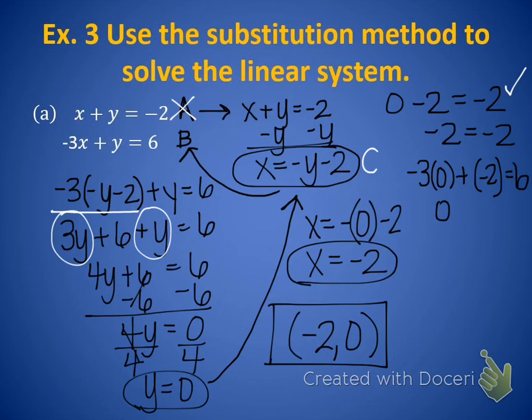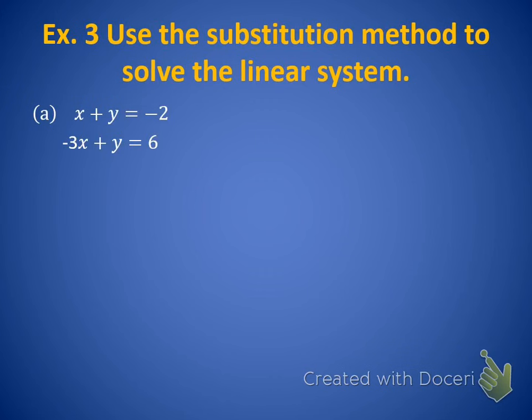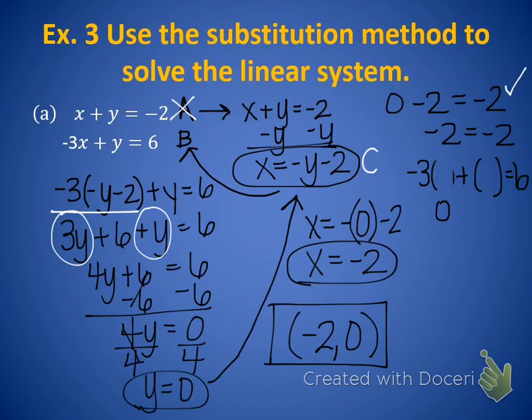-3 times 0 is 0. Hold on a second. If we were all together right now, I would hope that you would be yelling at me that I put the wrong numbers in the wrong spot. So let's try that again. -3 times x would be -3 times negative 2, and the y is 0. So negative 3 times negative 2 is 6, plus 0 equals 6, and 6 does in fact equal 6. So it works in both equations, so we know for sure that negative 2, 0 is our final answer.